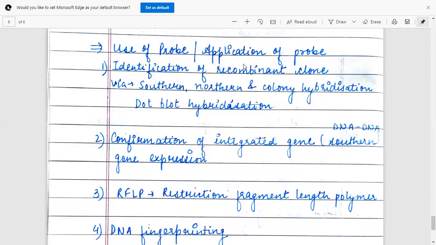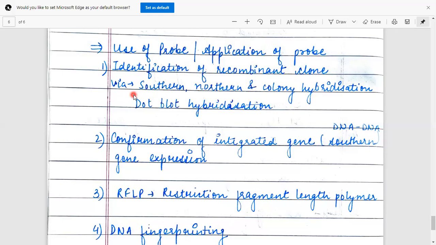So this was all about how to label the probe, in brief. Now there are various applications of the probes, where they can be used. The first one is identification of the recombinant clone. There are various ways for identification of recombinant clones: Southern, Northern, colony hybridization, dot blot hybridization, etc.